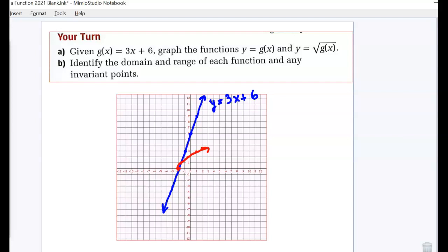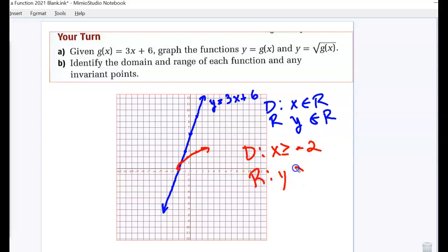The domain and range of each function: for the blue function, the domain is x is an element of the reals and the range is y is an element of the reals. For the red graph, the domain is x is greater than or equal to -2, and the range is y is greater than or equal to 0.